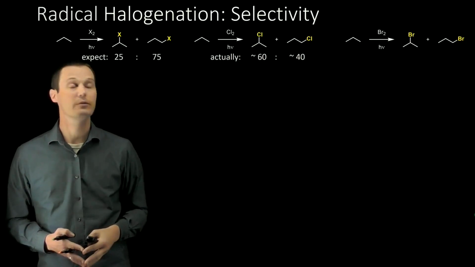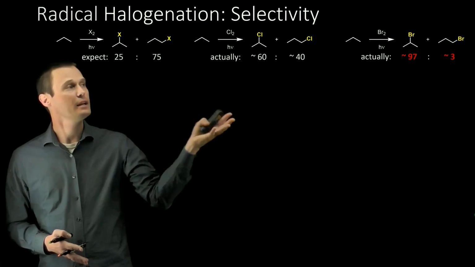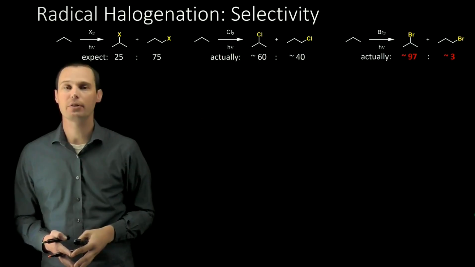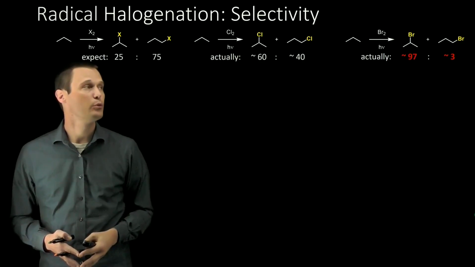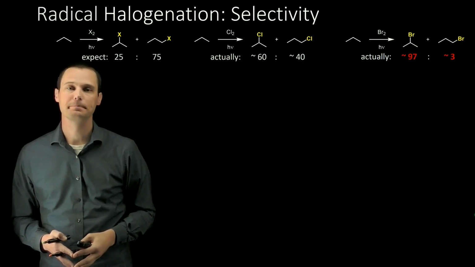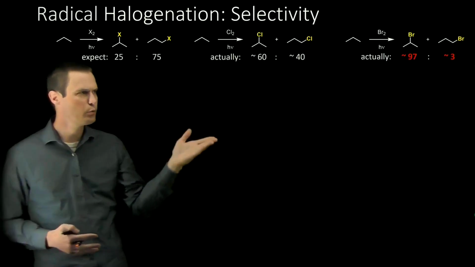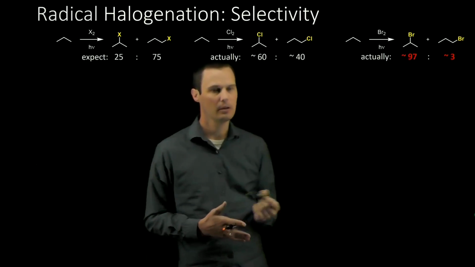If we look at the selectivity for the bromination reaction, however, the secondary position is favored in a 97:3 ratio over the primary position. This is very good selectivity. We can do the bromination reaction selectively. Why is this? Why is the bromination so much more selective than the chlorination?